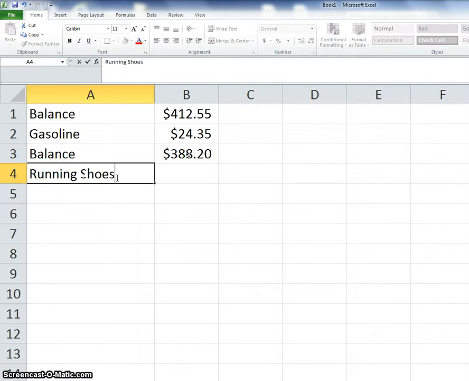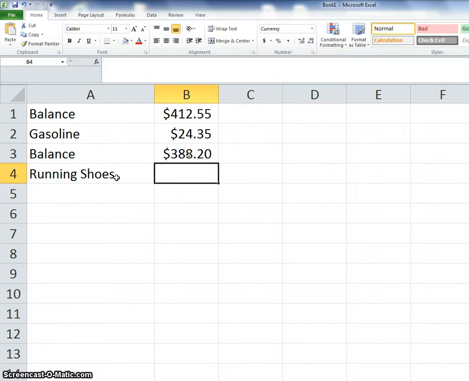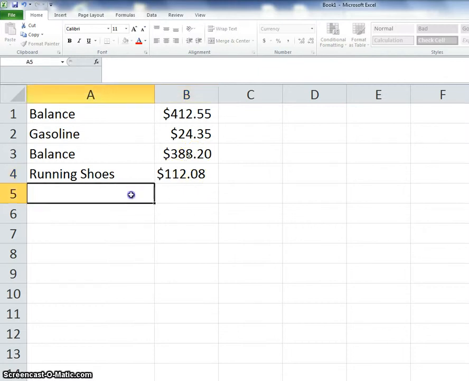Let's say that after school I needed to stop and buy new running shoes. My particular running shoes are fairly expensive, but they're really good quality shoes, and that says a lot for not being in pain when you're running. So they're a little bit expensive. We're going to put a dollar sign. They're usually around $112.08 for running shoes. My balance was $388.20. I bought running shoes, and now I need to know my new balance.